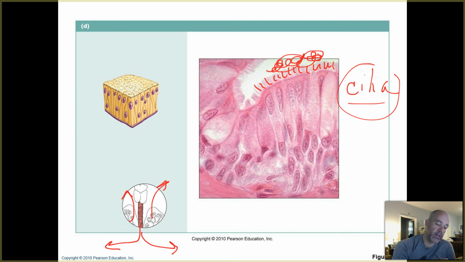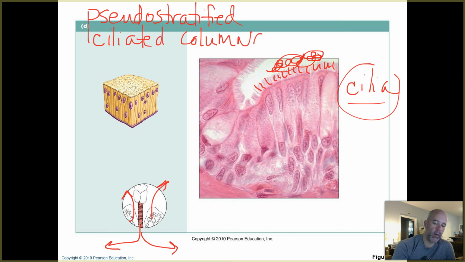So the full name for that tissue is actually pseudostratified ciliated columnar epithelium. And you have that in your trachea. Throughout a lot of your upper respiratory tract, like along your nasal cavity as well, you have those little cilia there that are brushing things back toward your pharynx so that you'll either cough them out or swallow them down into your stomach acid and destroy them.